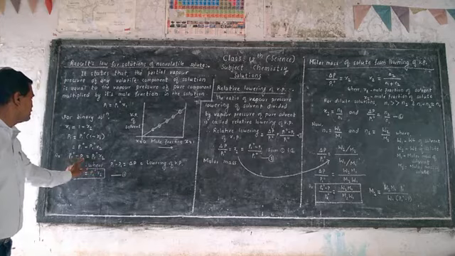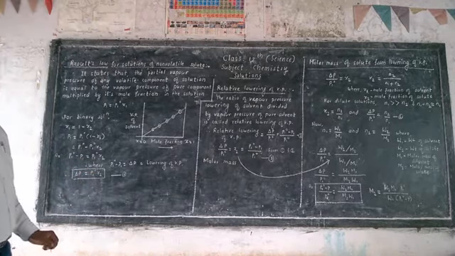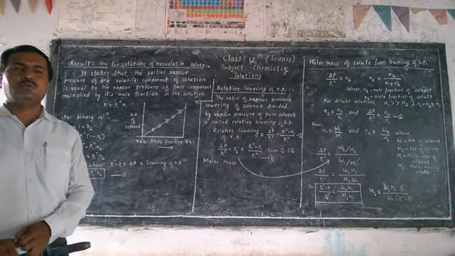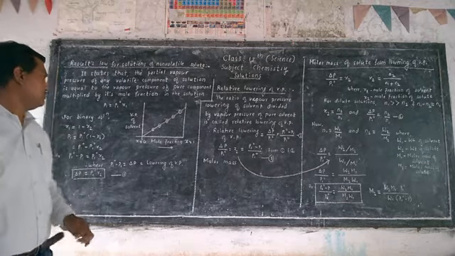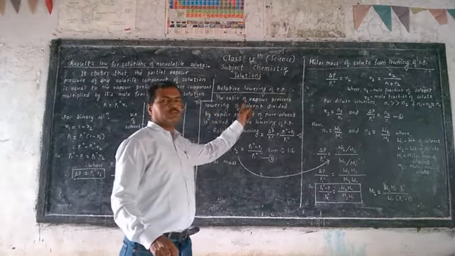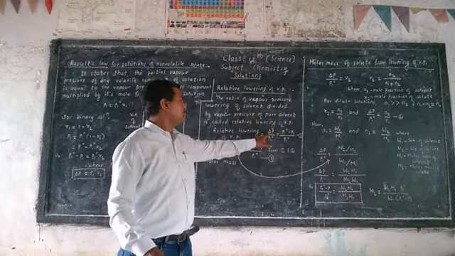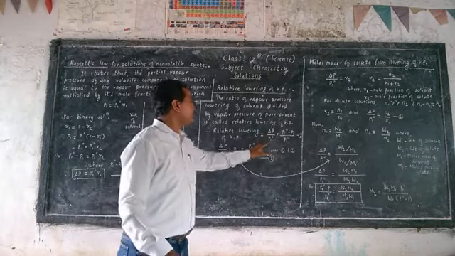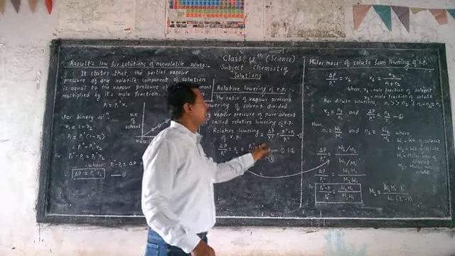So P1° minus P1 becomes delta P. What is delta P? It is the lowering of vapor pressure. The difference between the vapor pressure of the pure component and the vapor pressure of the solution is called lowering of vapor pressure. Then relative lowering of vapor pressure is the ratio of the lowering of vapor pressure to the vapor pressure of the pure component.